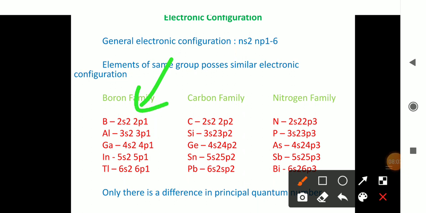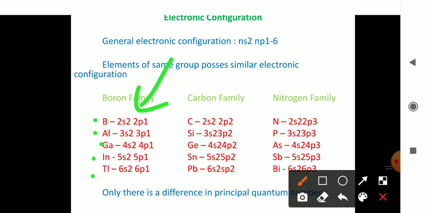So these are the elements of the boron family. What are they? Boron, aluminium, gallium, indium, thallium. Boron is present in the second period. Aluminium is in the third period. Gallium is in the fourth period. Indium is in the fifth period, whereas thallium is in the sixth period.